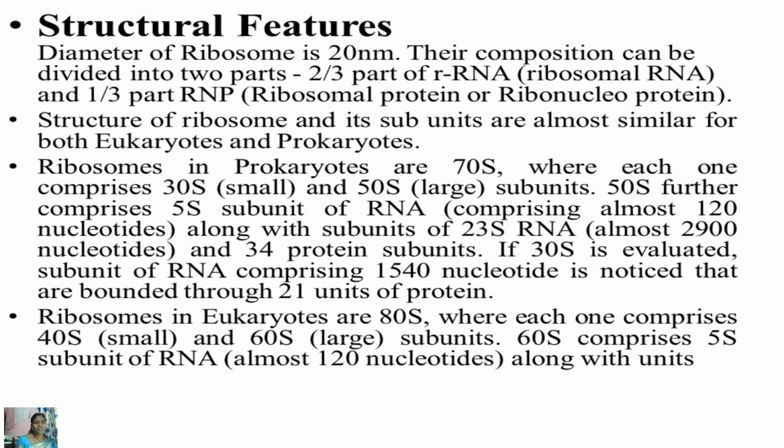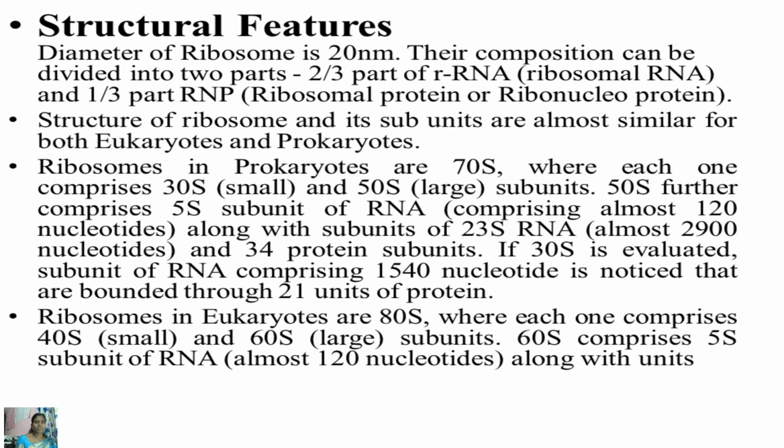So what are the structural features of a ribosome? The diameter of a ribosome is 20 nanometers. Their composition can be divided into two parts: two-thirds ribosomal RNA, or rRNA, and one-third ribosomal protein, or ribonucleoprotein. The structure of the ribosome and its subunits are almost similar for both prokaryotes and eukaryotes.